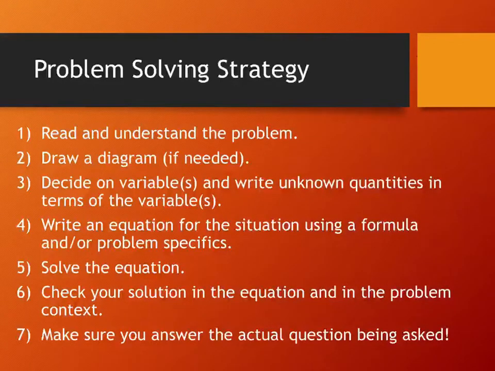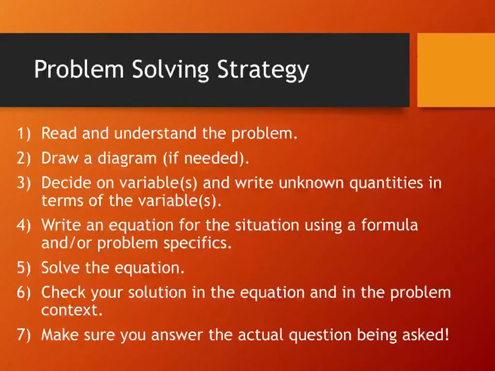The third one says to decide on the variables that you need and write unknown quantities in terms of the variables. So what that means is that if you decide that you're going to let x be in the problem, you need to tell me what x is. x equals the number of students that went to the play. Okay, y is the number of parents that went to the play, or whatever it is. So whatever you're letting your x and your y, or your a and your b, or your l and your w, whatever they are, tell me what they are.